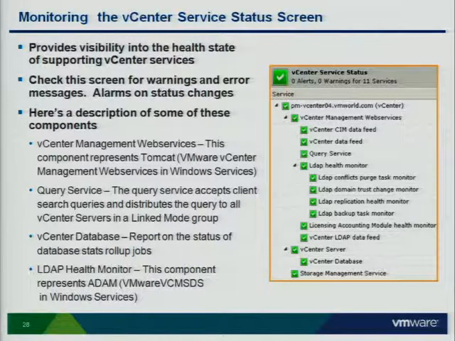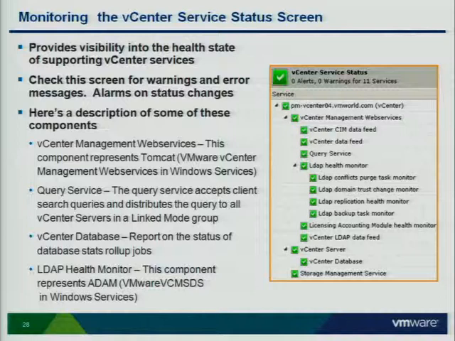And each of these, like red, green, yellow, represents some internal thresholds that our developers have put together to indicate problems when they occur. So it's a very useful screen to look at. The first one is the vCenter management web services. This actually represents the Tomcat app container.